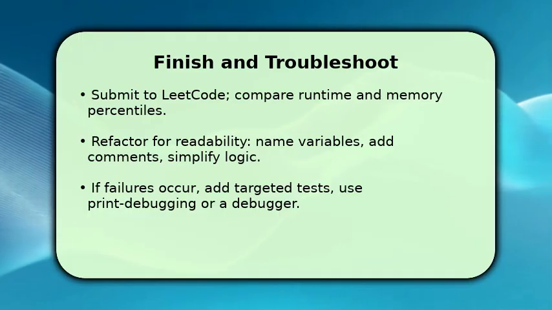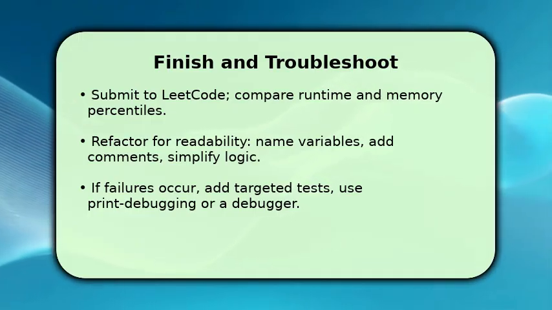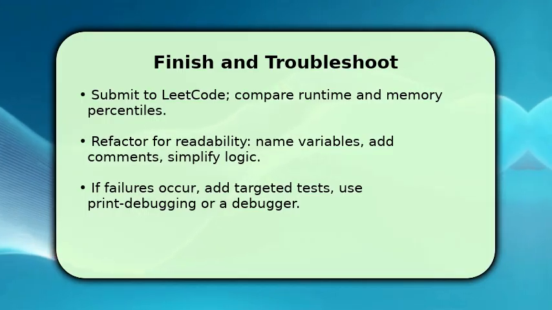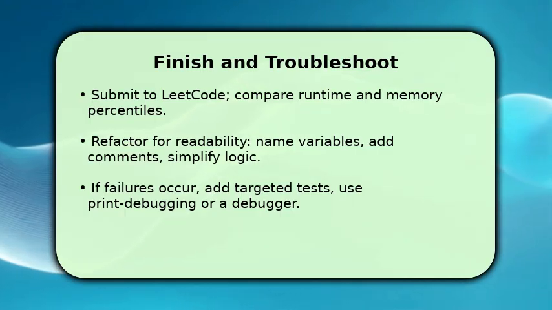If it fails, reproduce the input locally and step through with print statements or a debugger, focusing on boundary values and off-by-one issues. Once accepted, refactor but avoid breaking tests. Update your README with complexity and key insights.